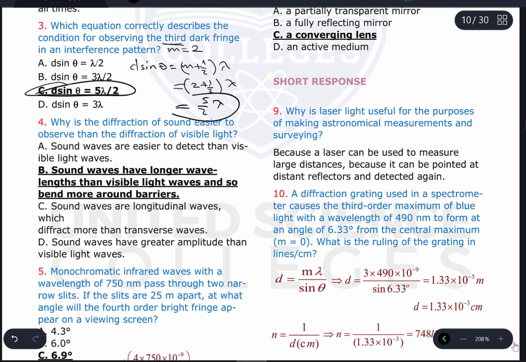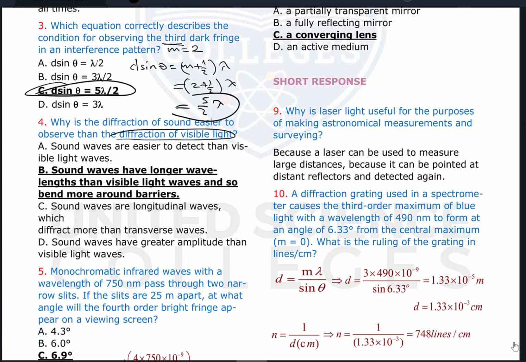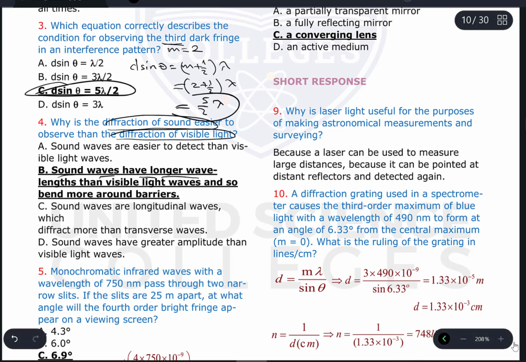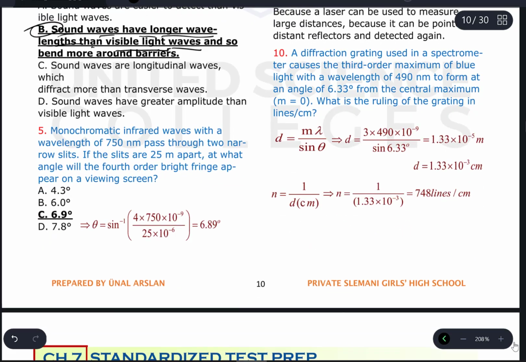Question number 4. Why is the diffraction of sound easier to observe than diffraction of visible light? Longer wavelength waves diffract more. Sound wavelength is very, very long compared to light wavelength. Sound waves have longer wavelengths than visible light waves, so they bend more around the barrier. B is the correct answer.